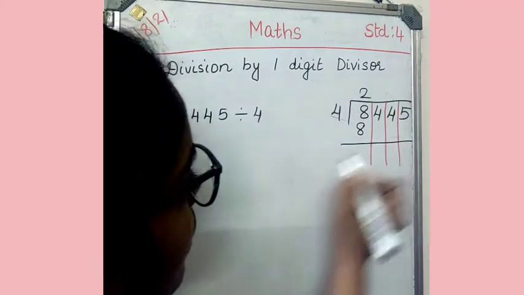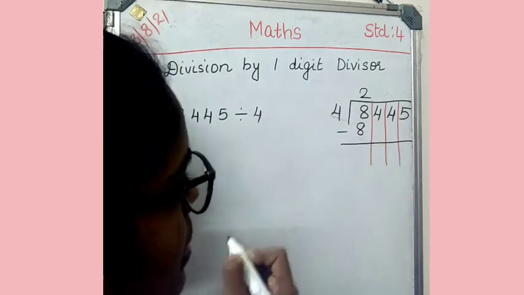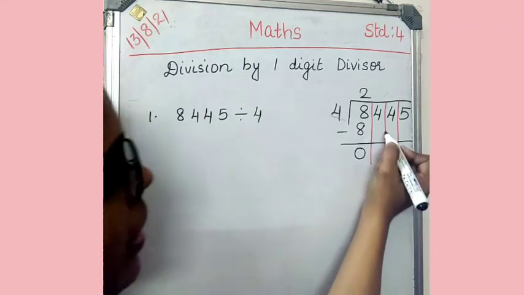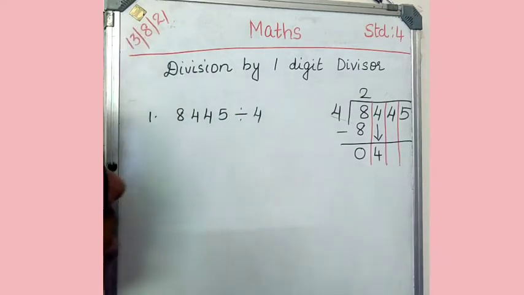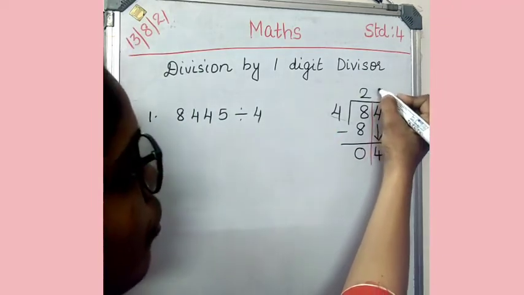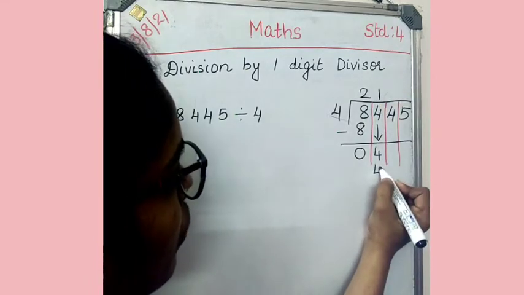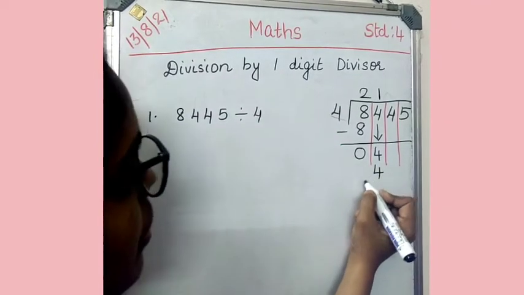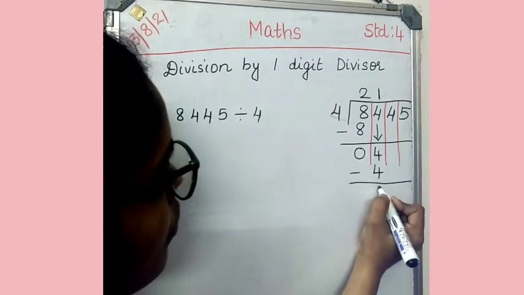Draw a line. Put the subtraction symbol. 8 minus 8, 0. It is a property of subtraction. Then bring down 4 here. How many times 4 in 4? 4 into 1. So we write 1 here. For accurate division we are using columns. Then draw a line. Subtraction symbol. 4 minus 4, 0.